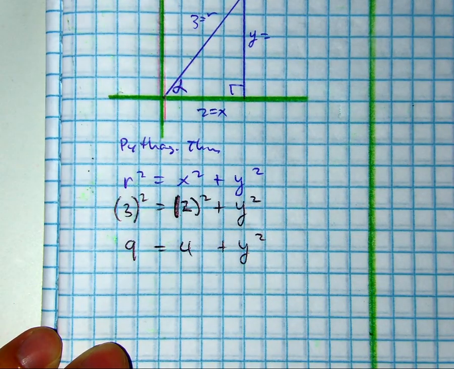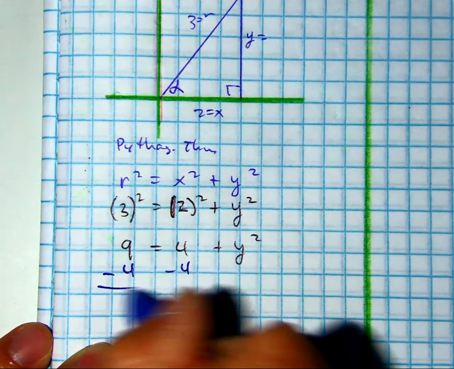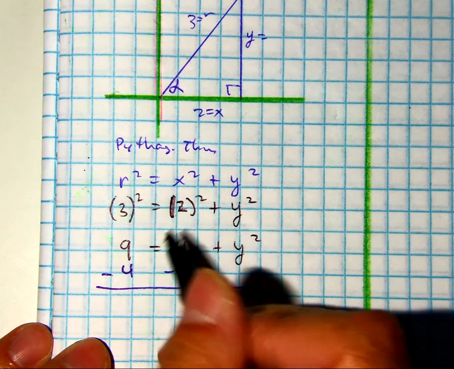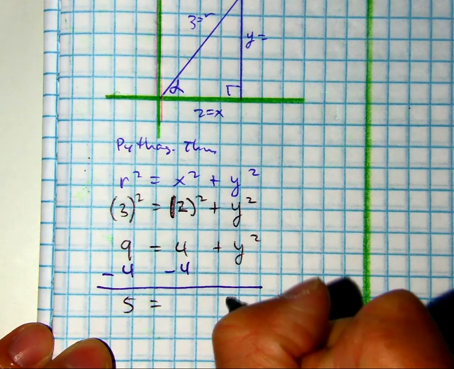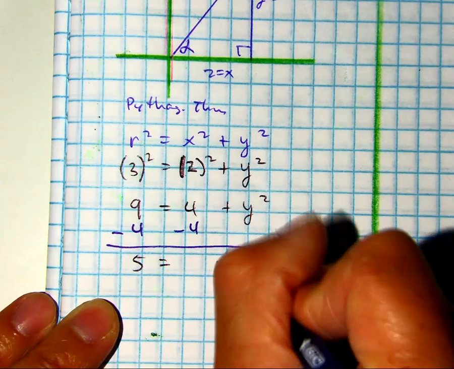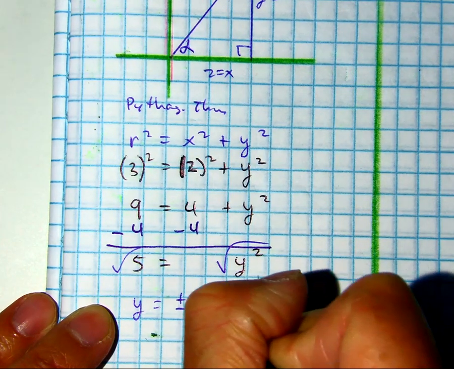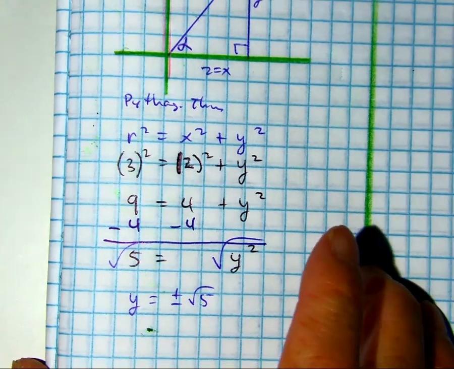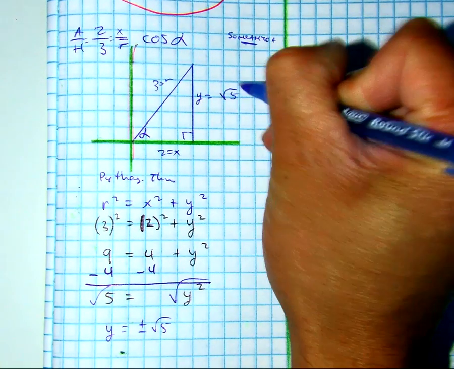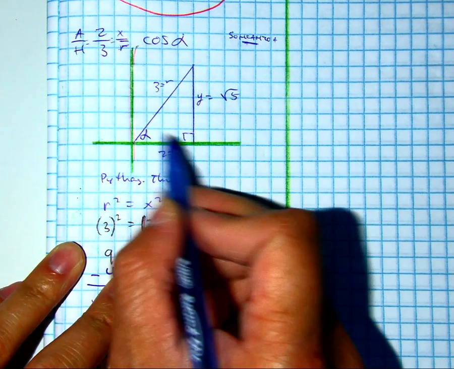How do I solve for y? Subtract 4. 9 minus 4 is 5. How do I get rid of the exponent? Pay attention. Y is equal to plus or minus radical 5. To my picture, y is positive radical 5, right? All the values should be positive because all the trig functions are positive in quadrant 1: right is positive, and up is positive.